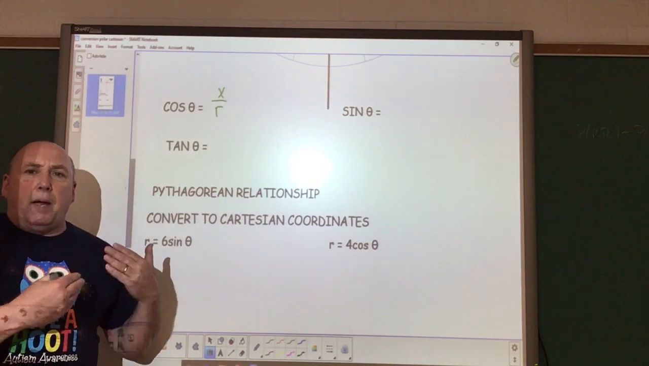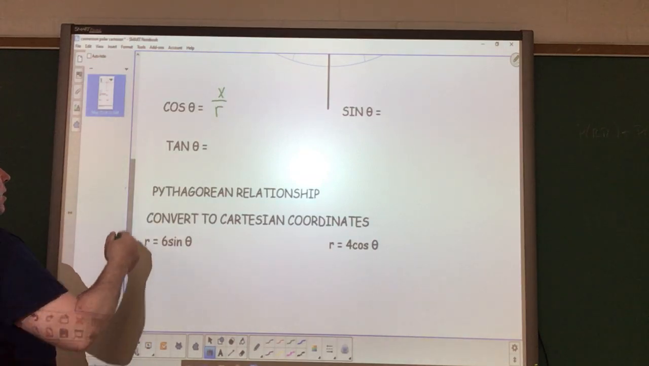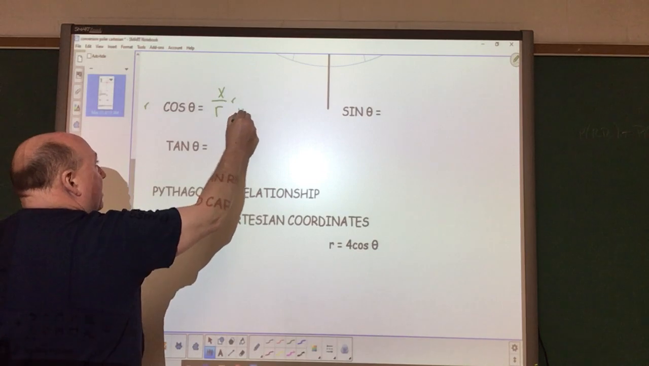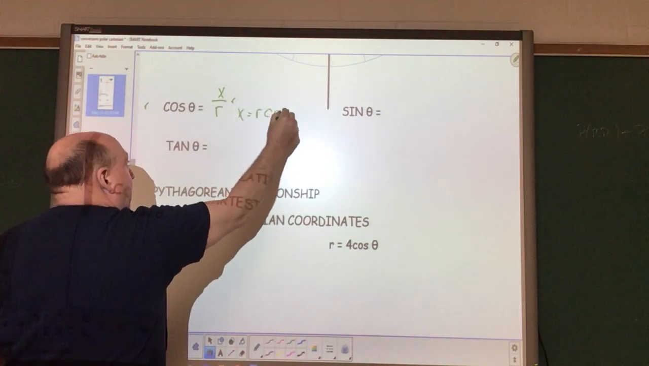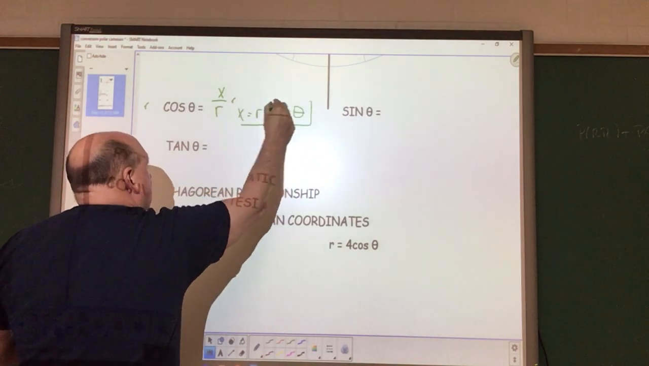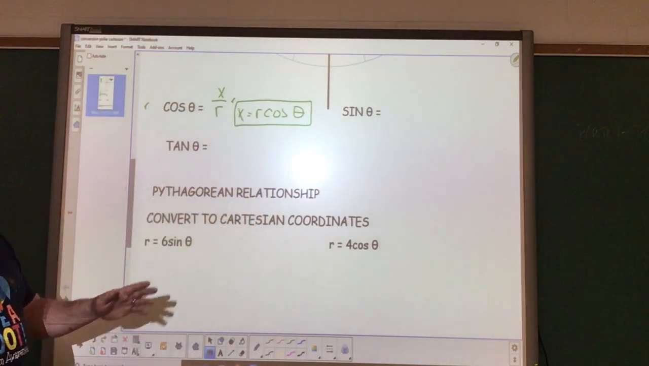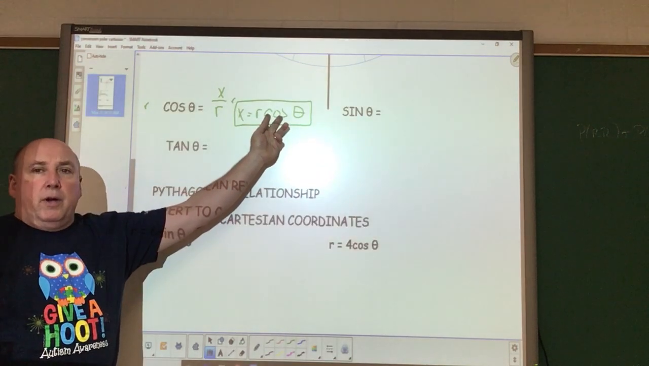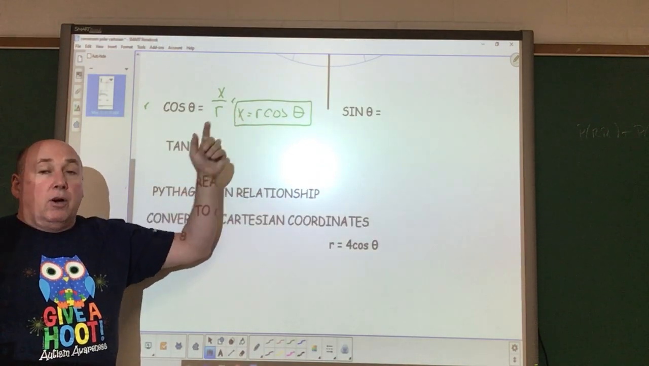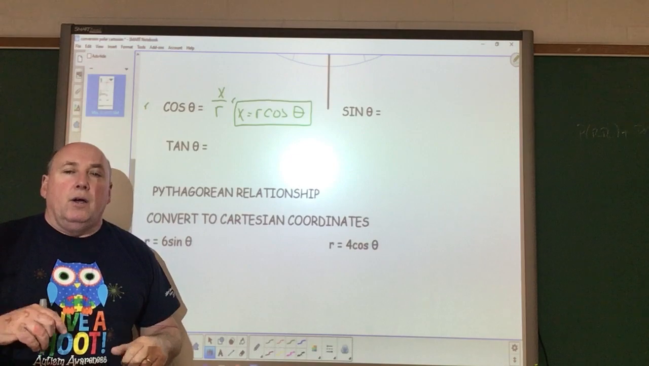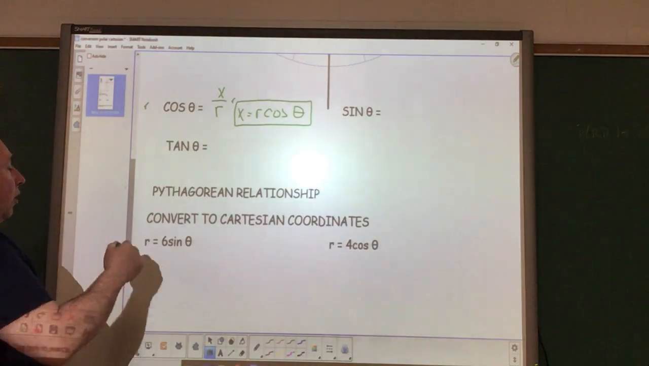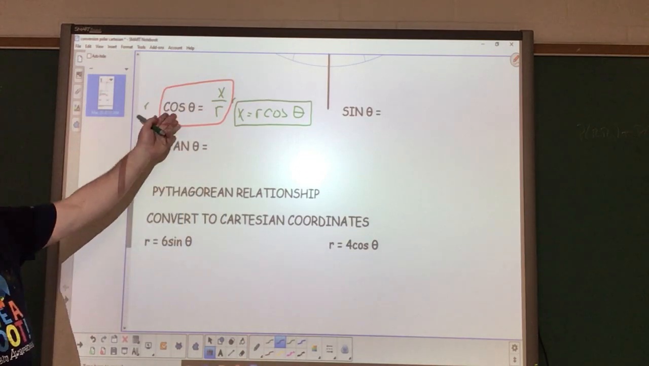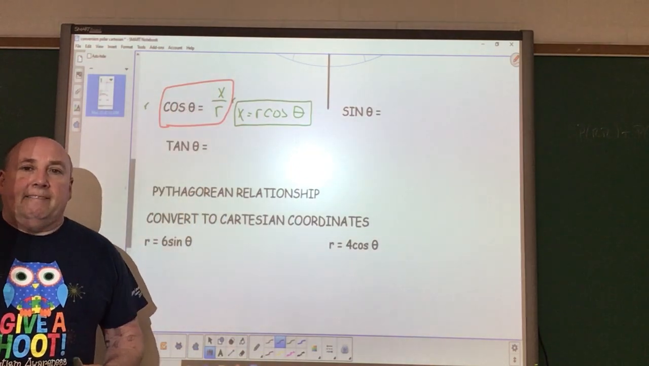And if I multiply both sides by r, we have x is equal to r cosine of theta, which allows us to convert our polar coordinate into a Cartesian coordinate. Cartesian means x and y. Polar is r and theta. Or we have a relationship that takes cosine of theta as x over r.